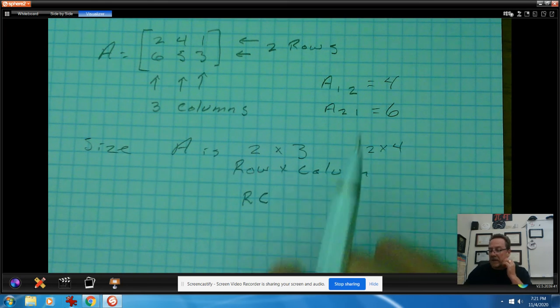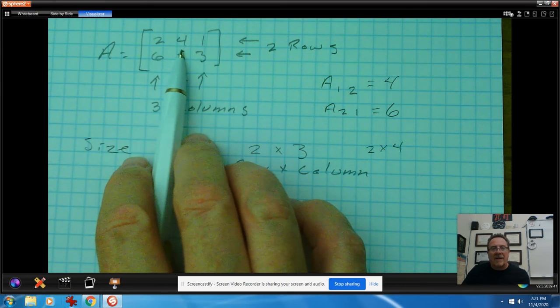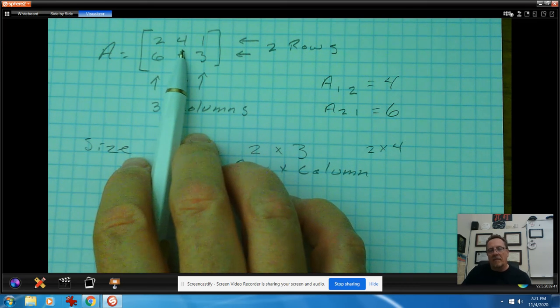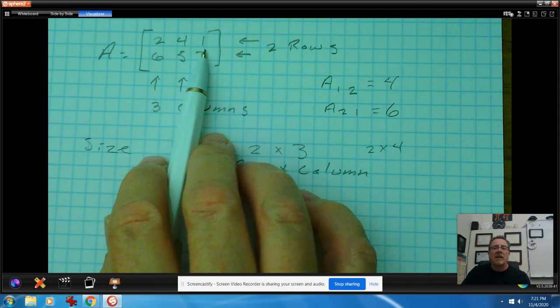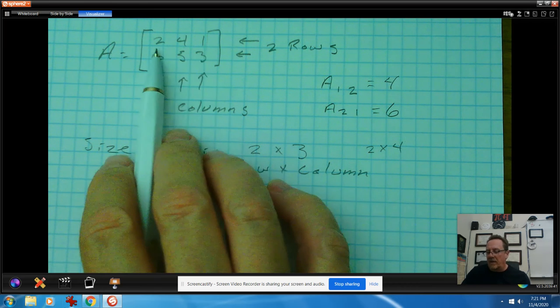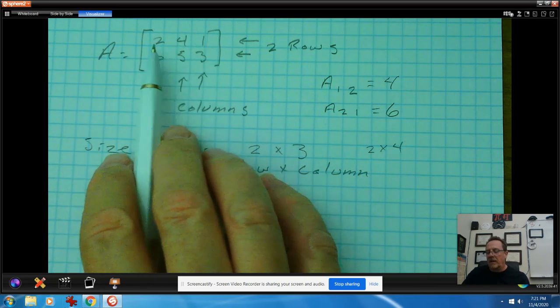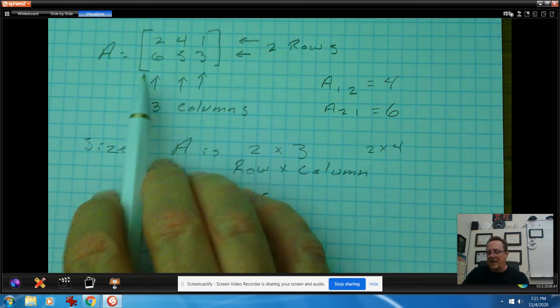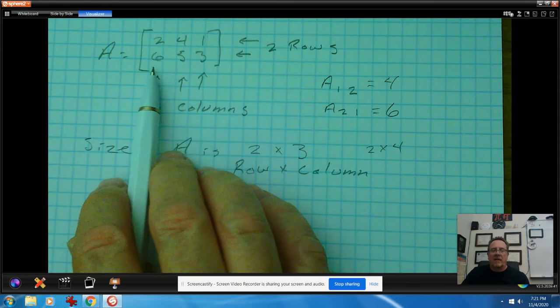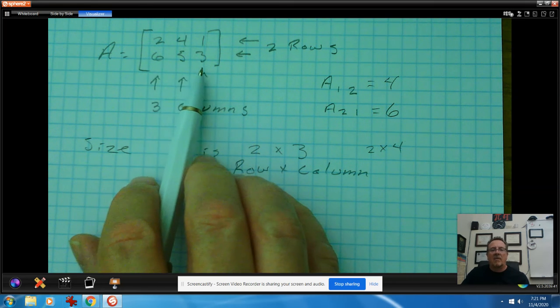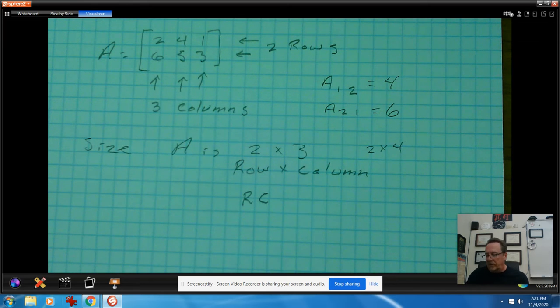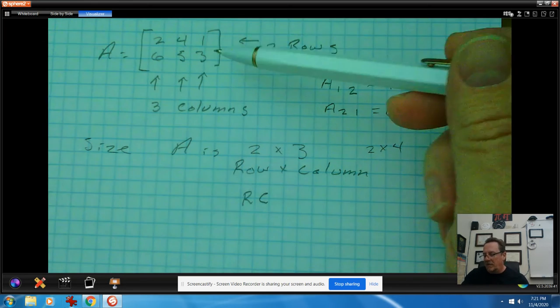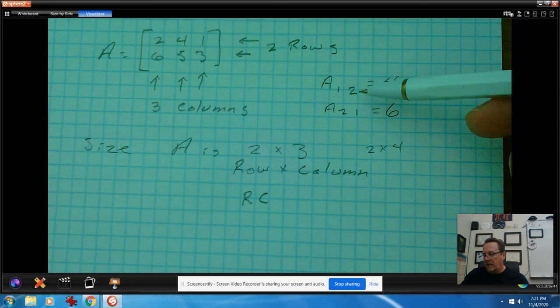Then quick review. We can talk about the individual, what are called elements. Those are the things that are inside the matrix. Each one of the numbers inside there is an element. By the way, this is not the number 241. It's three separate numbers, 2, 4, and 1. This is not the number 653. That is the number 6, the number 5, and the number 3. They are in different positions, and we call them the elements of the matrix, and we can specify individual elements by their row and column positions.